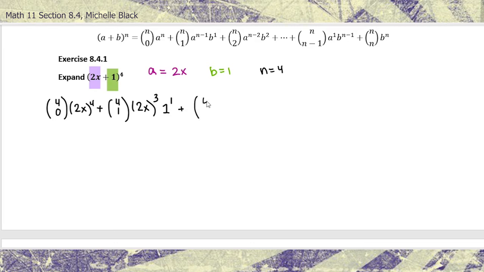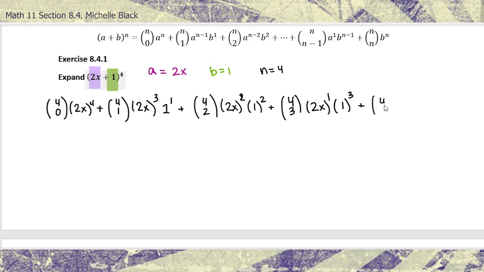Plus 4 choose 2, so notice the number on the bottom is getting larger. The powers of our a terms are decreasing by 1, so now I have 2x to power 2, and the power on our b term is increasing by 1, so I have 1 to the power 2. Now I have 4 choose 3, again increasing. The power on my a term is going to decrease. The power on my b term is going to increase.